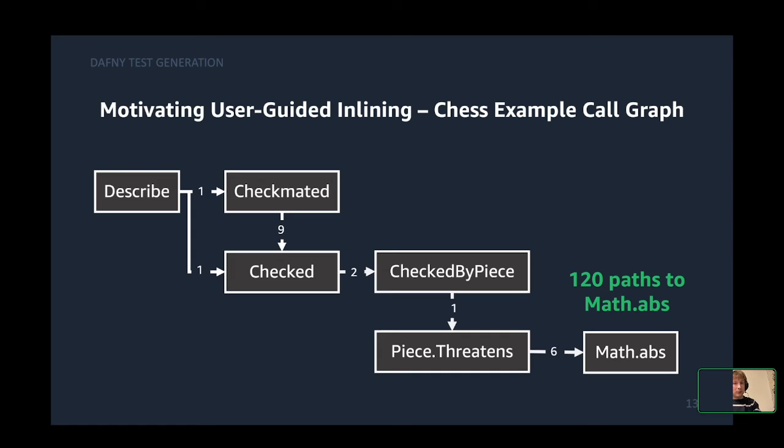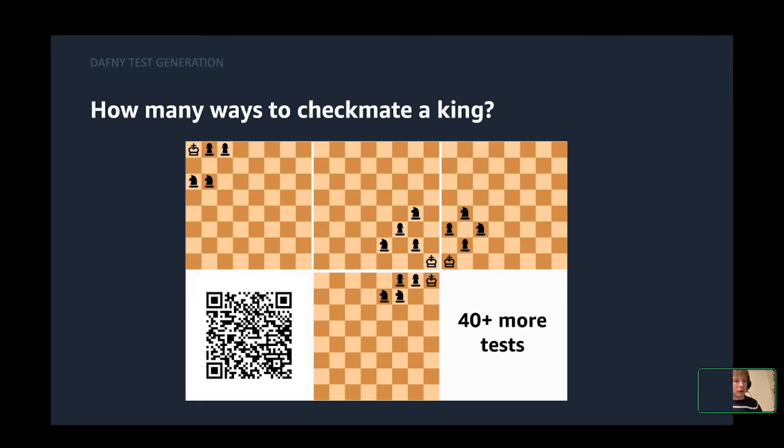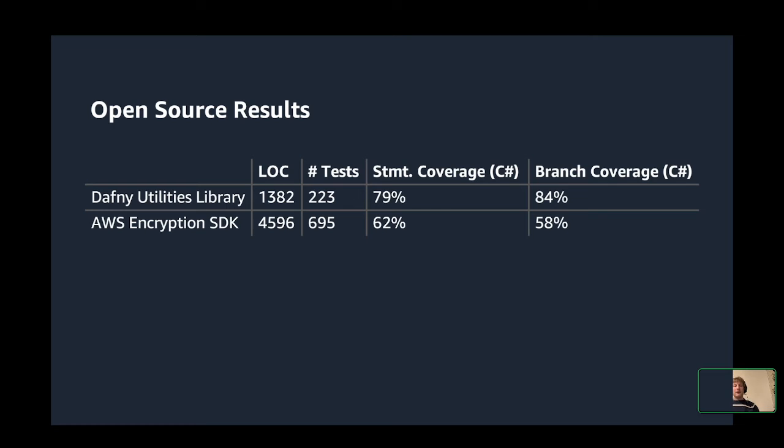but the user can explore this trade-off between coverage and speed by specifying that they do not want, for example, to cover all the different paths to this absolute value function. All right, I know I'm running long, so I'll say that you can read more about this particular example and how to solve chess puzzles with Dafny on the blog post, and very quickly about some open source results.